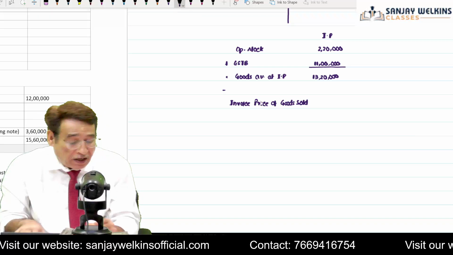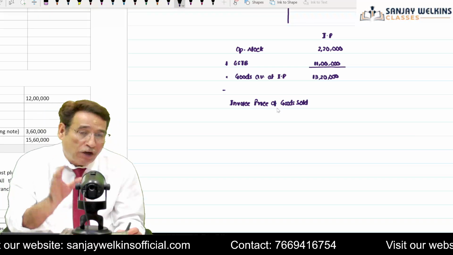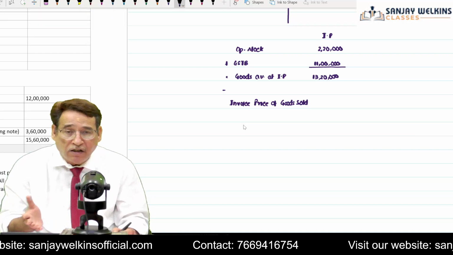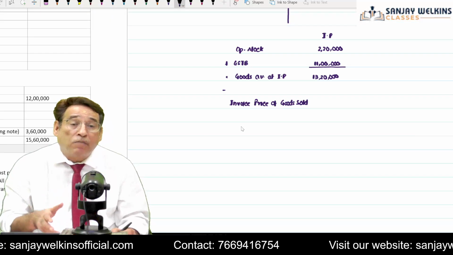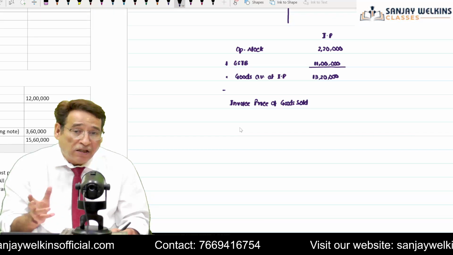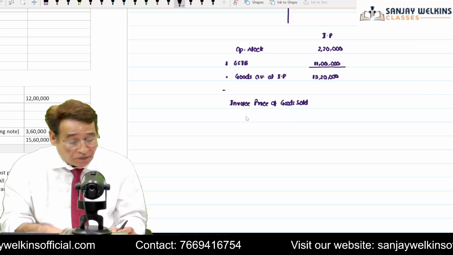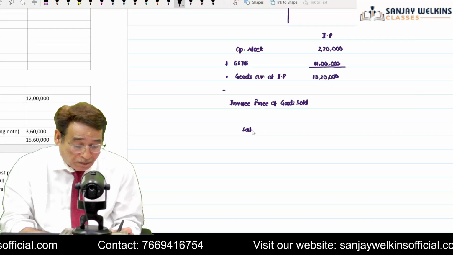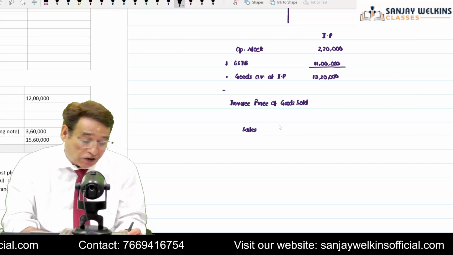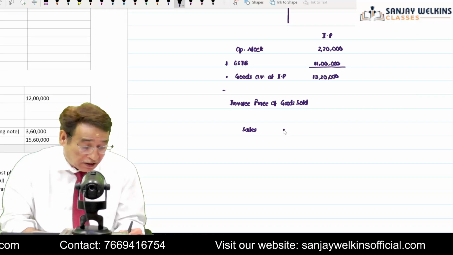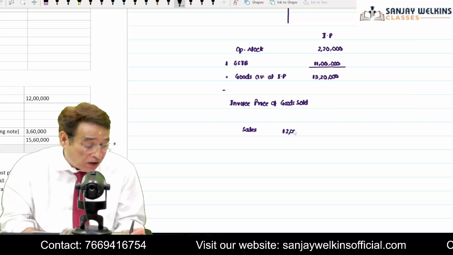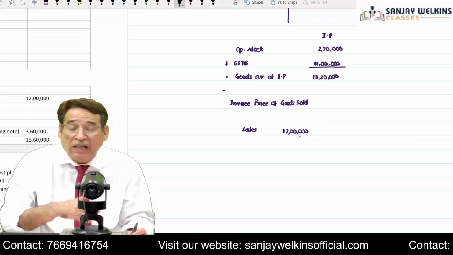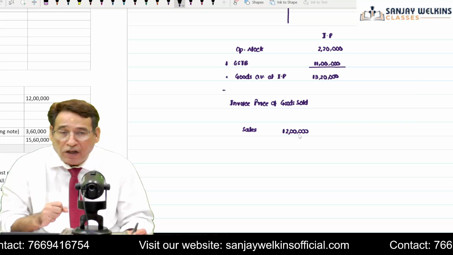So in order to find out the invoice price of the goods sold, I know that the branch will sell the goods at selling price, because it is clearly written in the question that the branch sells at cost plus 50%. Selling price is 150, as we calculated earlier. So sales incurred by the branch must be at selling price, and the sales given in the question are 12 lakhs. Total sales incurred by the branch is 12 lakh, and these sales are at the selling price of 150.